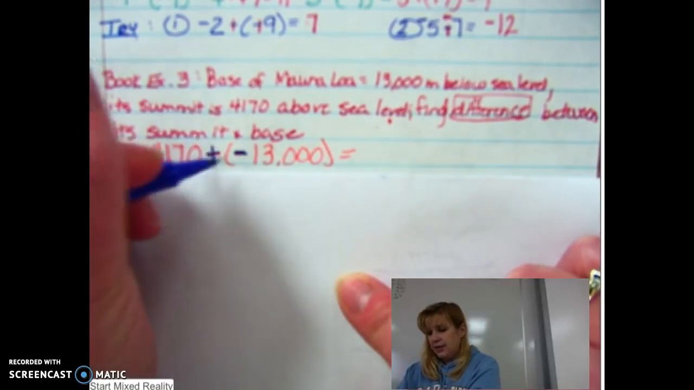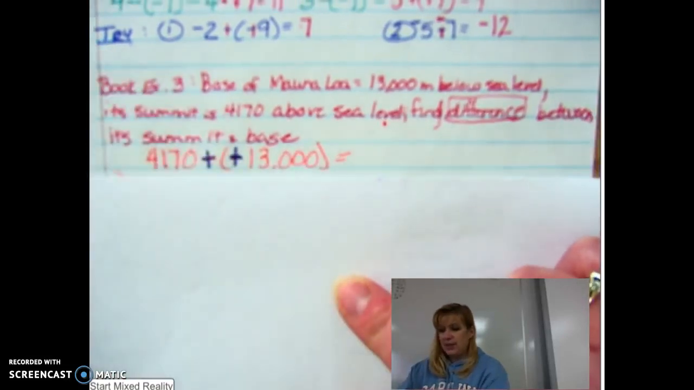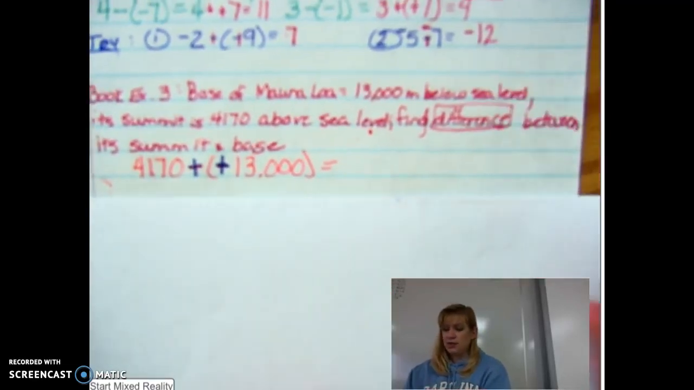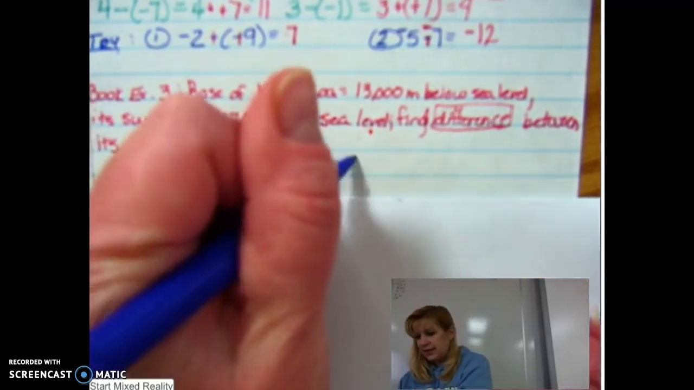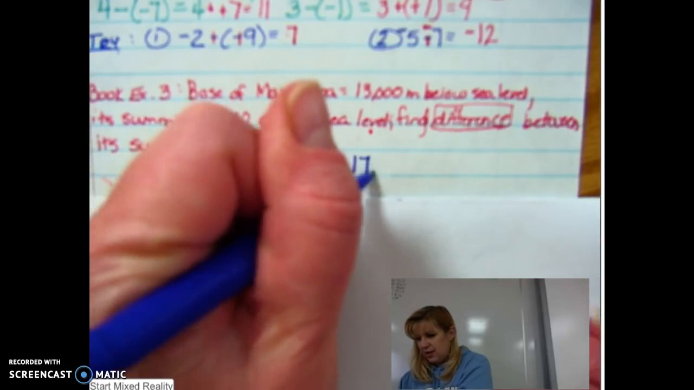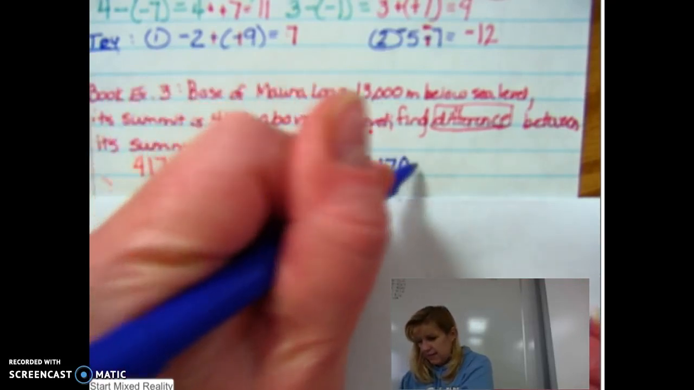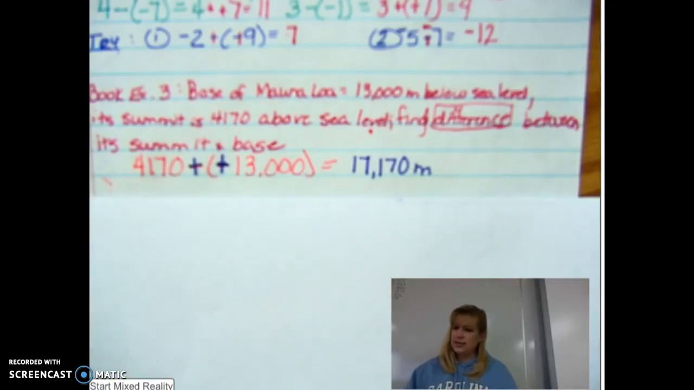But if we add the opposite, we have 4,170 plus the 13,000, and hopefully you can see that this is 17,170 meters is its difference.